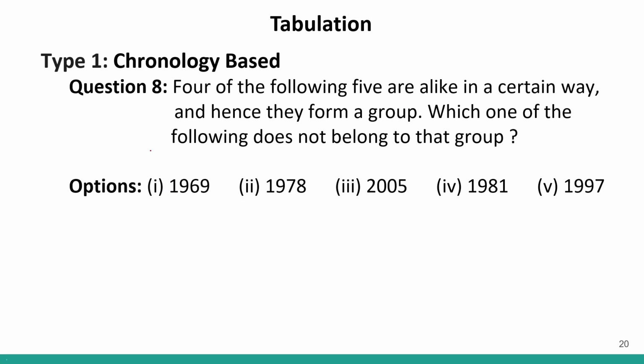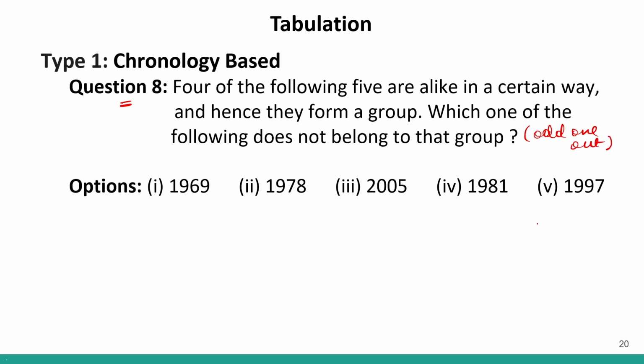Okay. Question number 8 is, 4 of the following 5. So 5 options are given. 4 of them are alike in a certain way and hence they form a group. Which one of the following does not belong to that group? So we have to find the odd one out.